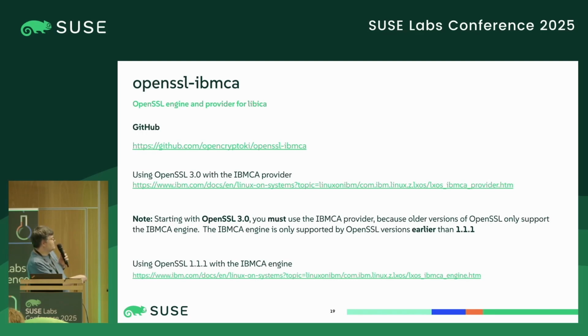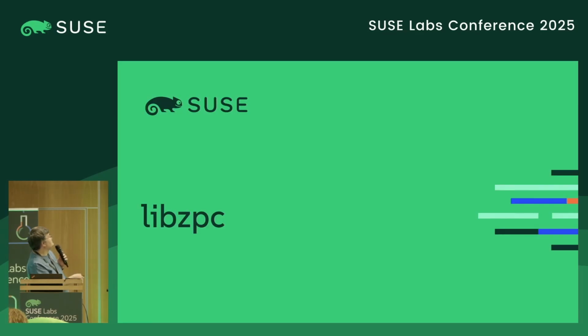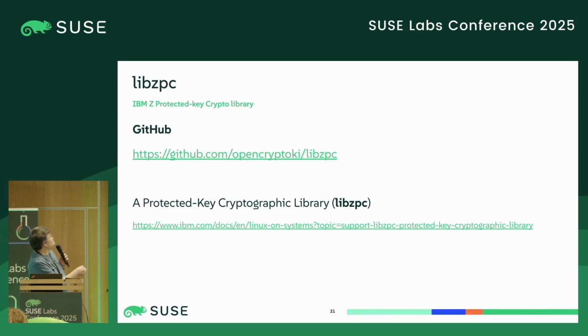We still have this OpenSSL 1, and we have OpenSSL 3 also. For OpenSSL 3, you need to use the IBM CA provider. There's another library for the protected key library. It's a library you can use, and there are header files that you use. There are some functions that you can use.